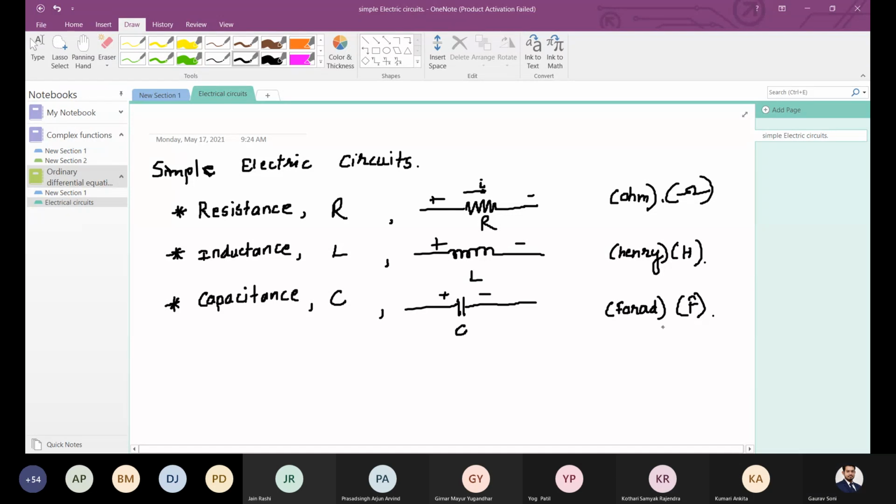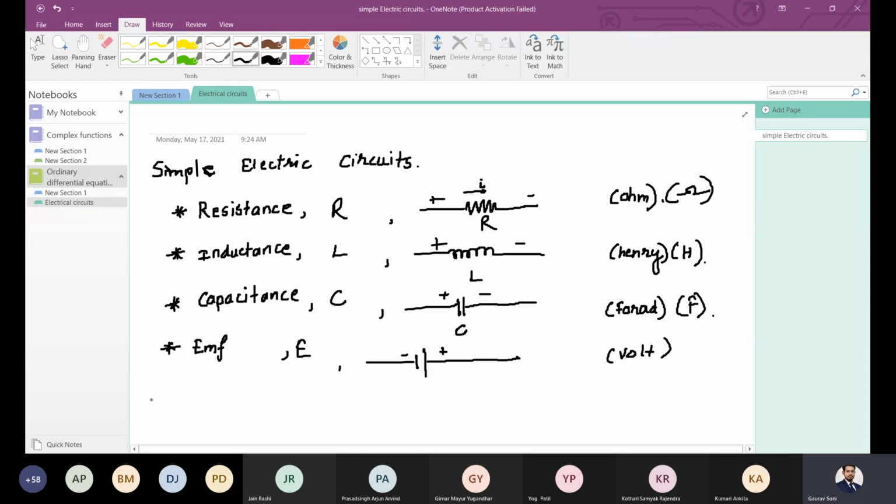And then electromotive force or voltage, EMF, is denoted by capital E, diagrammatically given as a smaller line and a larger one, negative, positive, and the unit is volt. So these are the symbols that we'll be working with.